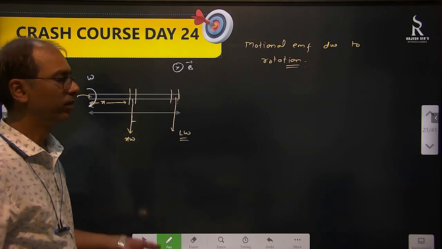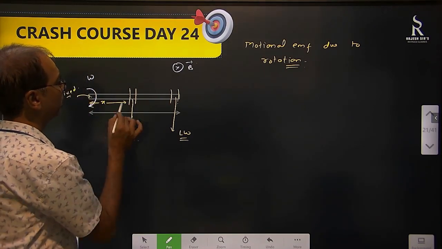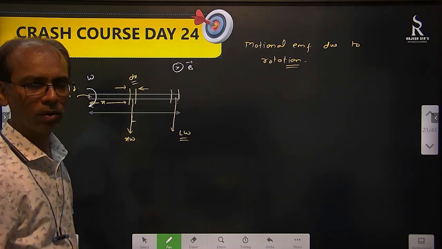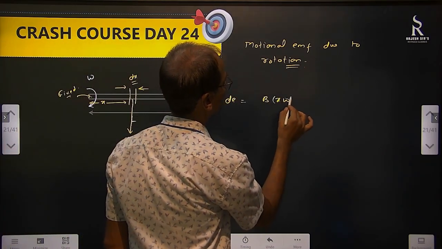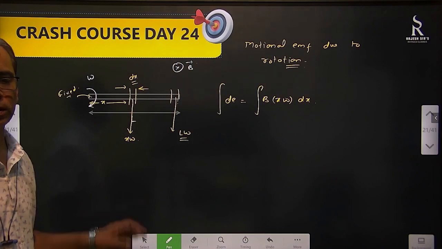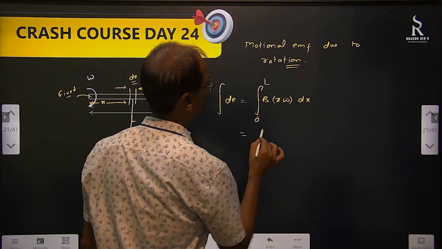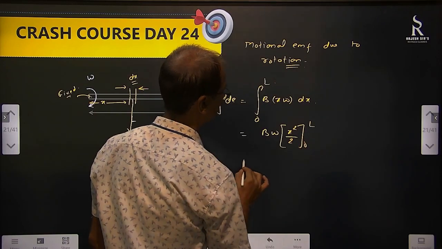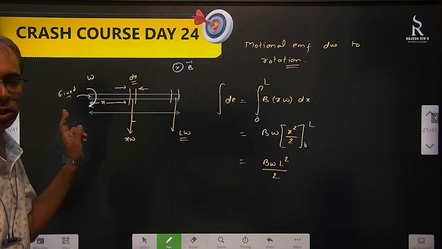So how to find the EMF? We have to add the EMF of all segments, which means we have to do integration. This radius x we have taken, so this small segment's length we will take as dx, and then we write BVL only. So dE equals B into x omega into dx, and then we integrate from 0 to L. We get B omega x square by 2, and this becomes B omega L square by 2. This is the EMF induced, or potential difference.